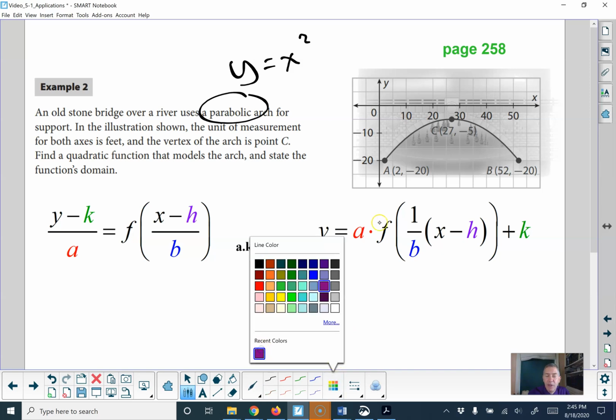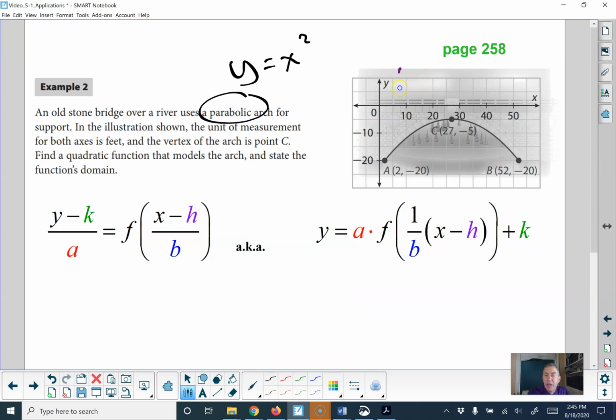That tells me we have moved 27 to the right. H equals 27. We have moved 5 down, so k equals negative 5. And that information is from this point right here. It tells me h is 27 and k is negative 5.